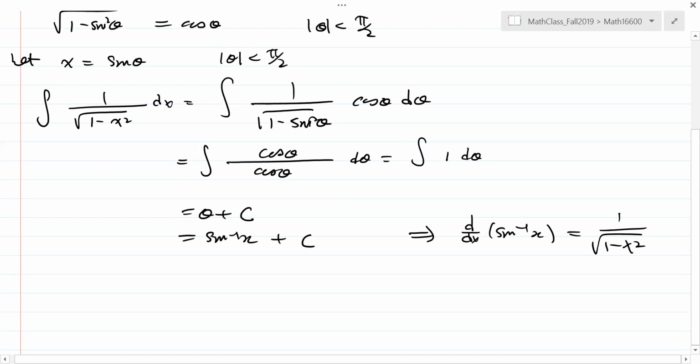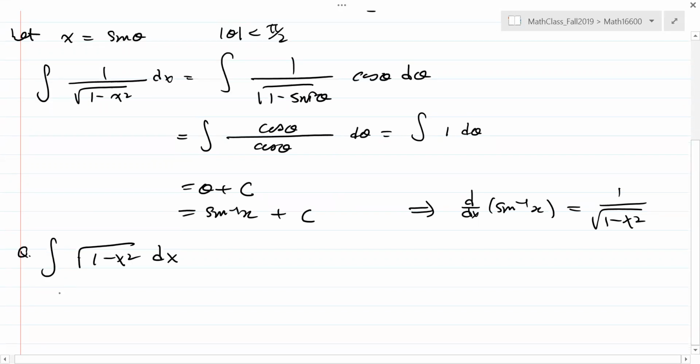Now, what can we do? Let's try something slightly different. What happens if it's not in the denominator? I don't remember any single function whose derivative is the square root of 1 minus x squared. But maybe we can use the above idea to evaluate this integral. So you can try this.